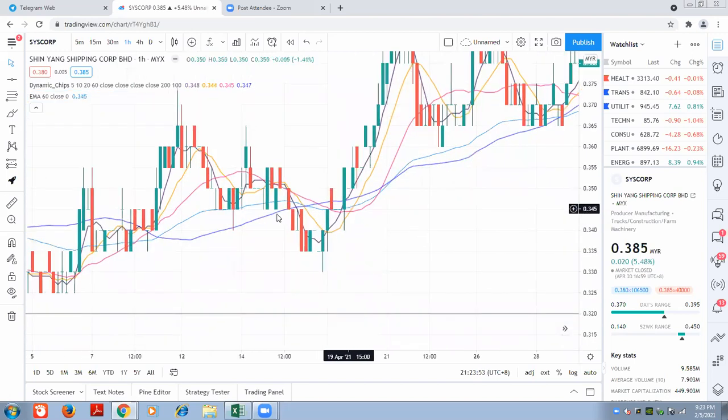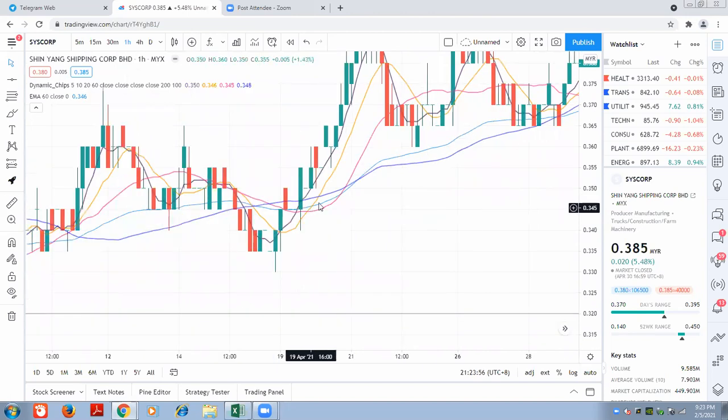If you see here, this is the EMA. The purple one is the SMA 60. The EMA is more sensitive and closer to the candle when you calculate it. The SMA is quite far.